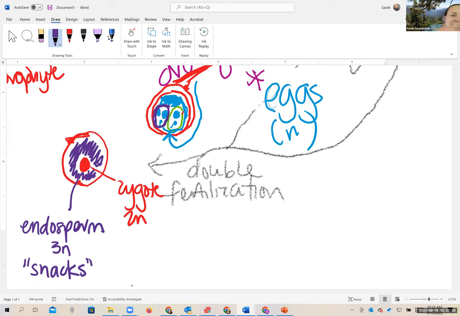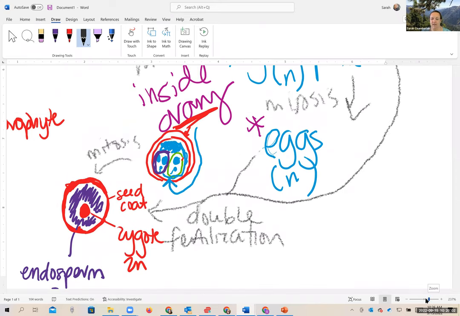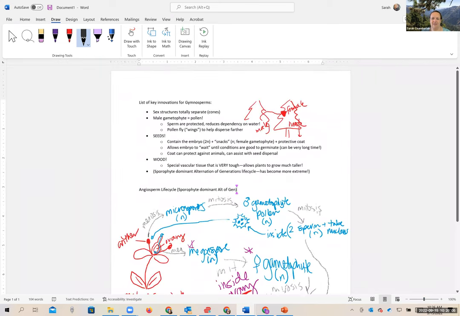And so we end up with a seed coat on the outside. Our zygote, which, you know, mitosis, mitosis, mitosis. So there's lots of mitosis between this and this. And so we end up with this whole structure, which collectively is a seed.